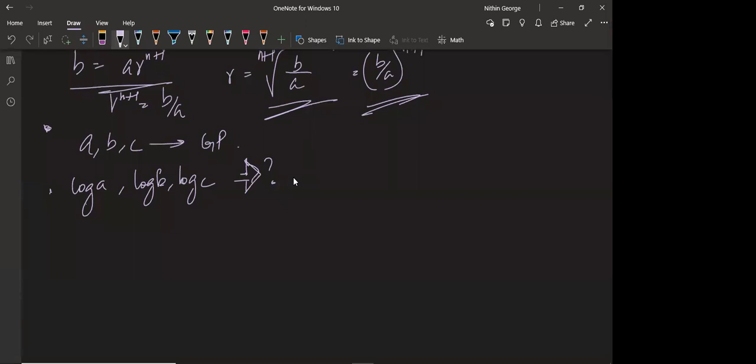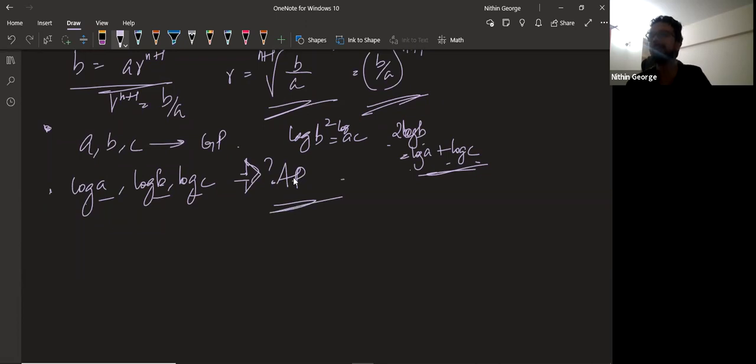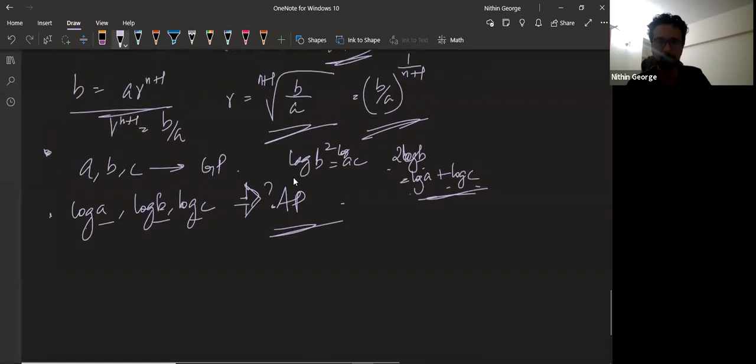No, no, no, no, no. So we have B square equal to AC. Okay. If I take log on both sides, then what will happen? 2 log B equal to log A plus log C. So log A, log B, log C will be in AP. All right. Guys, I hope all of you got this. A, B, C are in GP, which means log A, log B, log C will be in AP. Aditi, what you said, I heard it as GP. So that's why I said this.